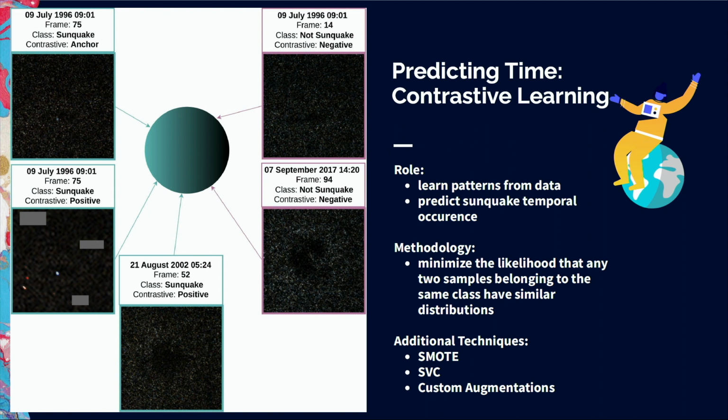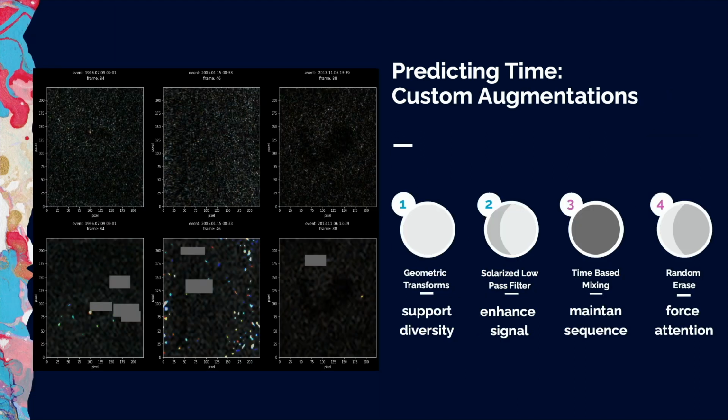Now, in our approach, we also use additional techniques. We use SMOTE to synthetically augment our data set because we have a great imbalance factor. We used different classifiers, including SVC. We used custom augmentations, which I mentioned are very, very important. So let's move on to these.